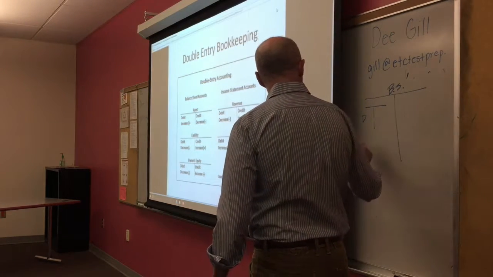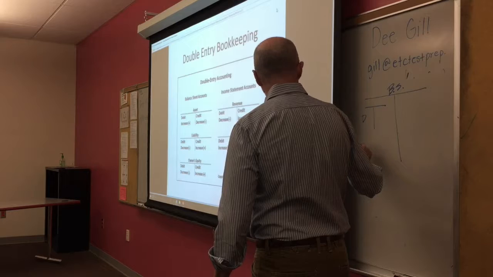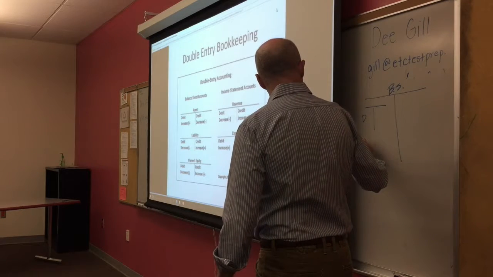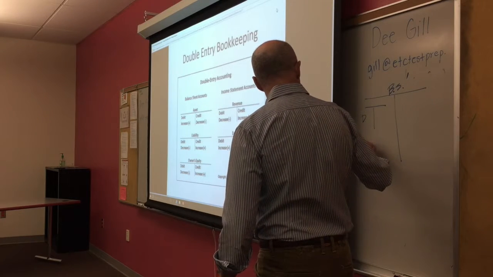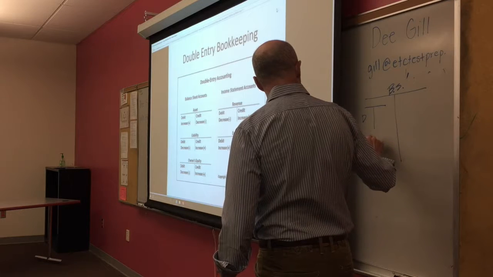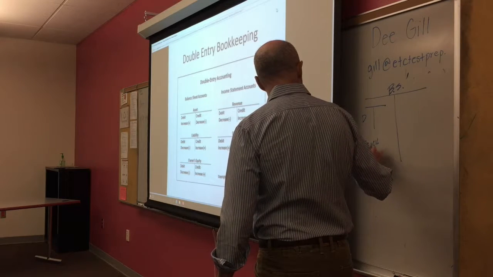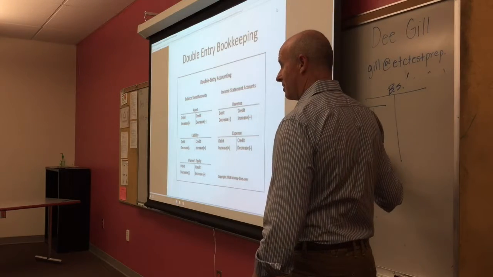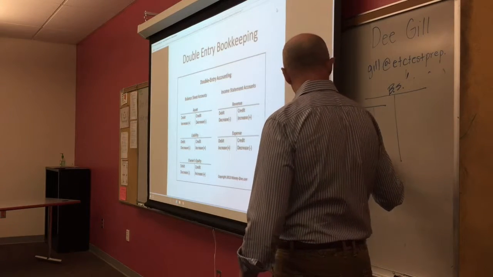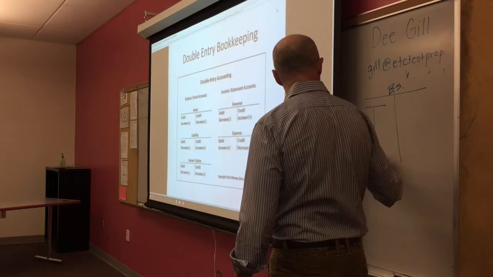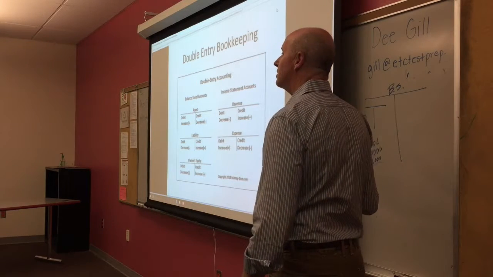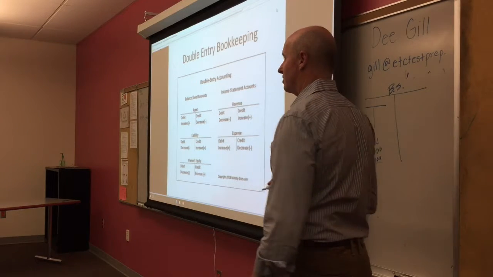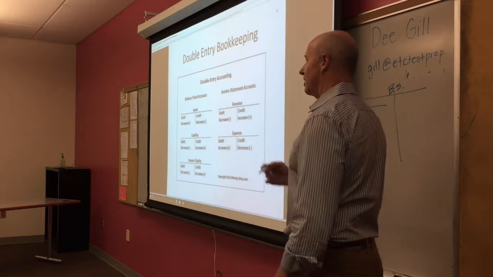Now, when you think about a piece of equipment, say you have a truck, and the truck costs 10 grand. Well, that's a debit balance of $10,000. You have an asset of $10,000. But then you take, say, $2,000 worth of depreciation. Depreciation then is what?